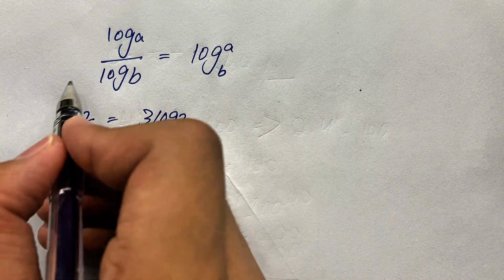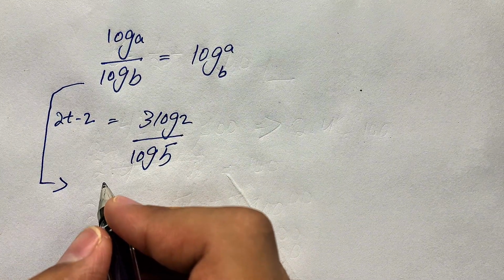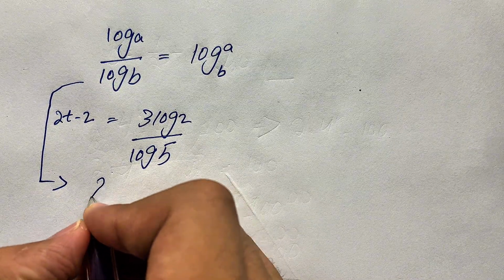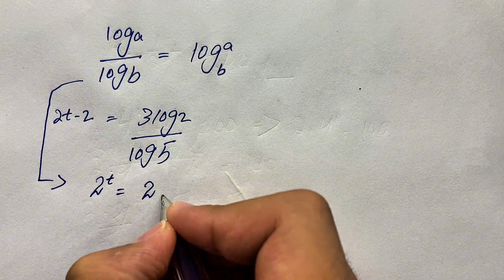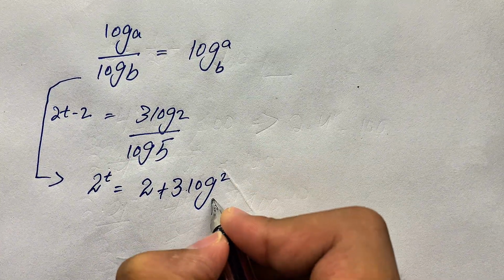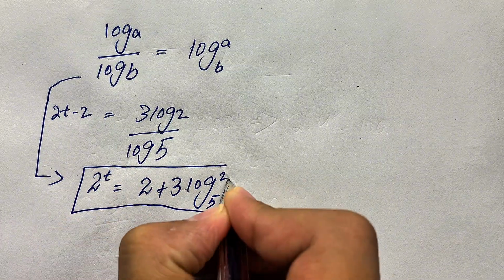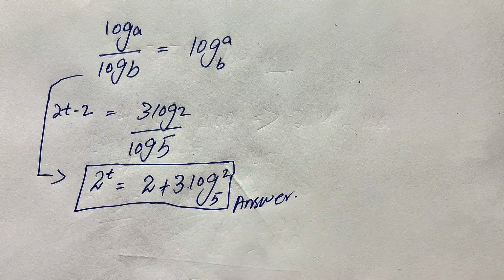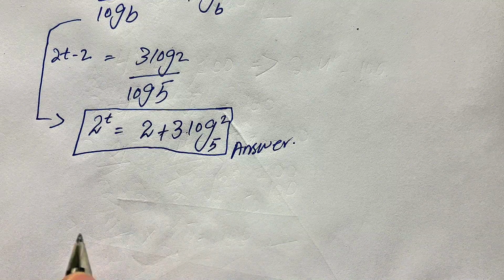Now we are using this formula and we get the value 2t is equal to 2 plus 3 log of 2 base 5. This is our answer of this mathematical problem. Now we are verifying this.